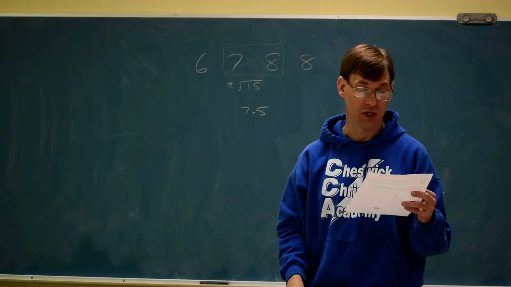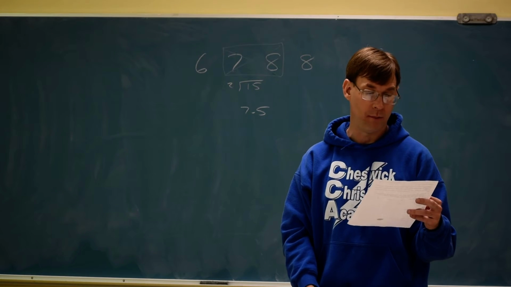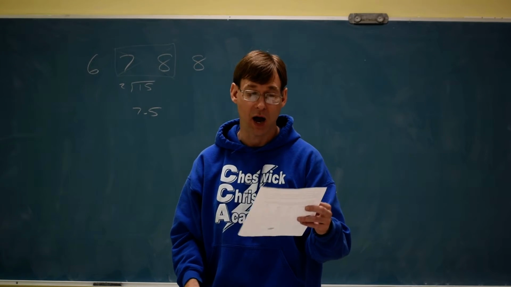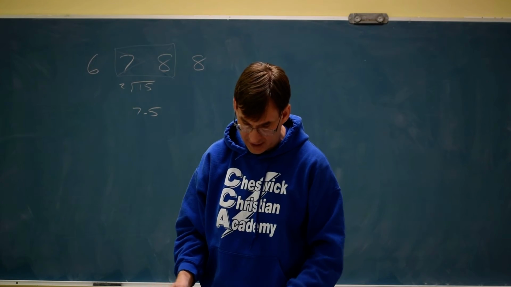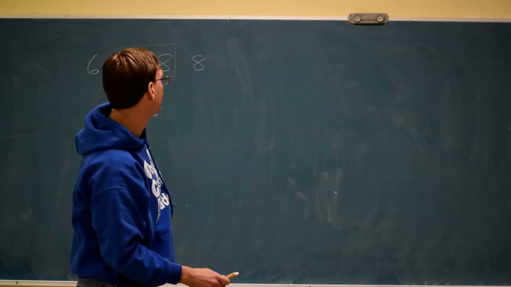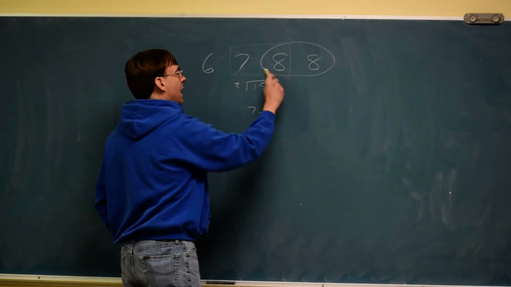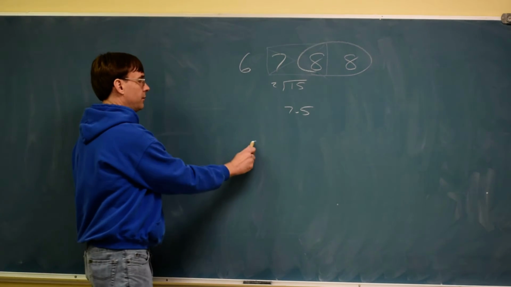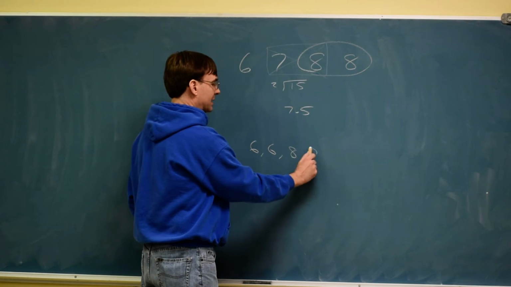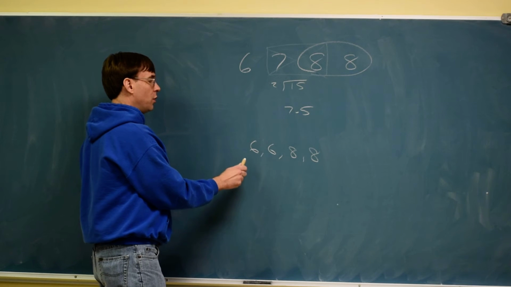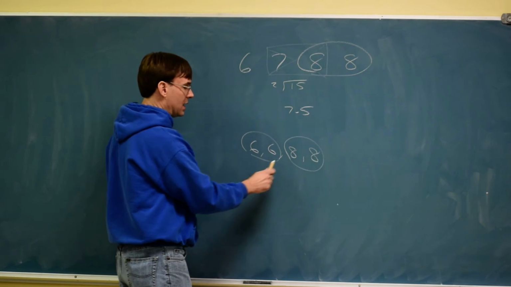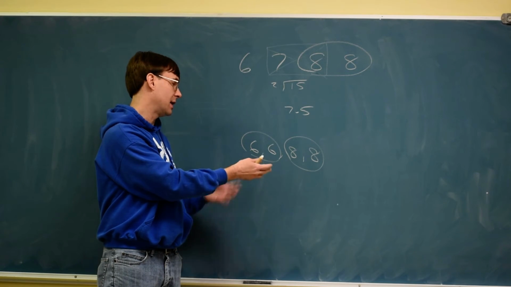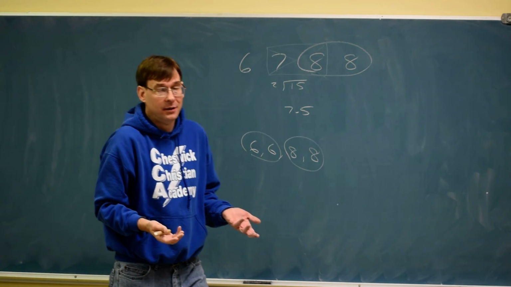The mode is the easiest one. The mode is just the most common number in your list. And there can be a tie for mode if it comes up that way. So for this list, 8's the mode because there's more 8's than anything else. If I gave you a list like 6, 6, 8, 8, the mode would be 6 and 8. You'd have 2 modes. That's called bimodal. But there's 2 modes because there's just a tie.